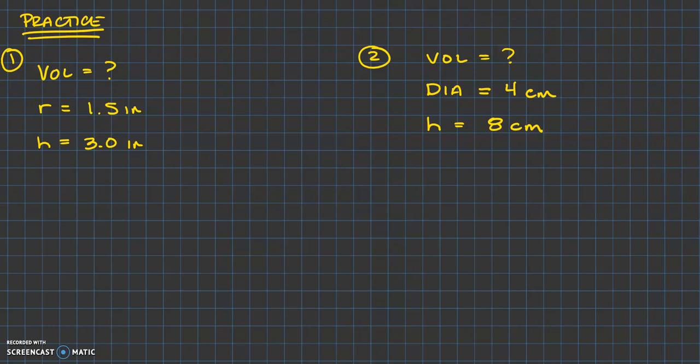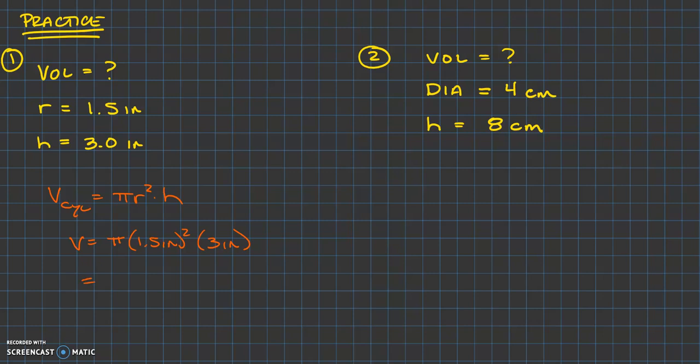All right, now that you have done that, you'll notice that we really don't need a drawing on these. We know the formula for the volume of a cylinder is pi r squared times h. They're looking for the volume. And so I'm going to leave pi alone, leave it in there. 1.5 inches squared times the height, which is 3 inches.